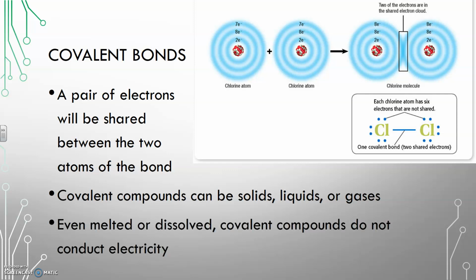So even melted or dissolved, covalent compounds do not conduct electricity. It's because they don't have a charge on them. Okay, because that charge is what is needed to actually move the electrons along to create an electric current. Okay, so covalent compounds will not conduct electricity. It's actually one of the easiest tests you can do to determine if a new compound is covalent or ionic.